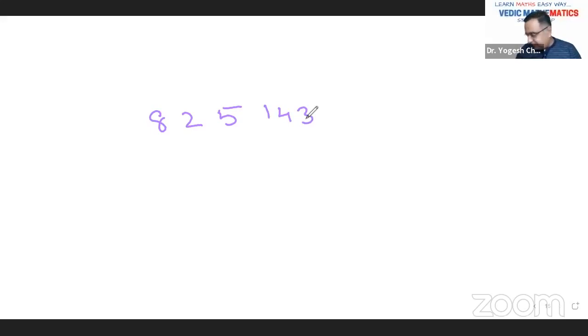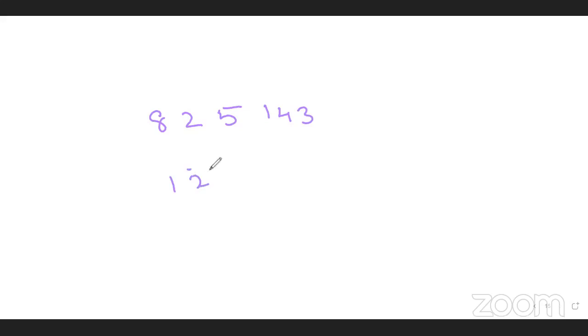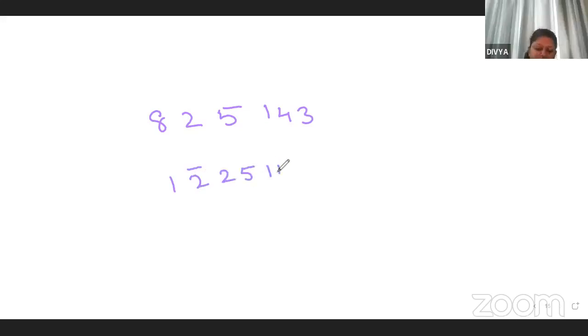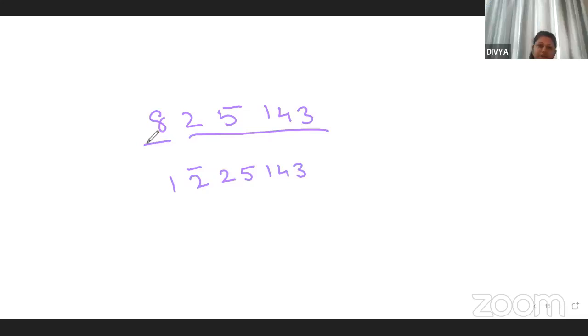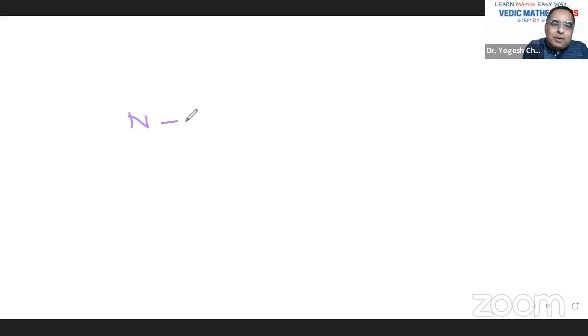825143. 1, 2 bar, 2, 5143. Yes, sir. 2, 1, 5, 2, 2, 5. So as this and this just gets converted, correct? Put a 0. Yeah. So now any questions you have in conversion of normal to vinculum numbers?